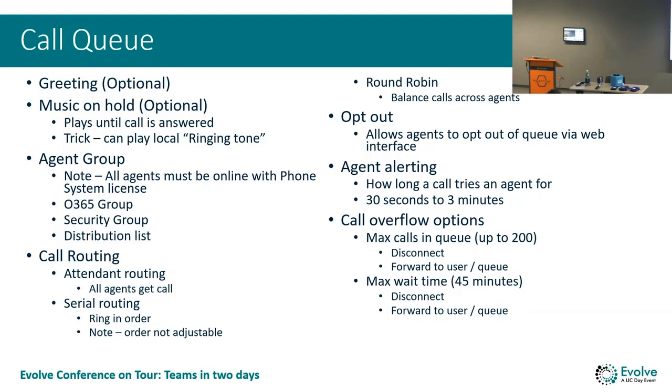Opt-out: similar to response groups, you can allow agents to toggle themselves in and out of being able to receive calls. There's a website that they go to, they tick a little toggle box, and that pushes them in or out of the queue.